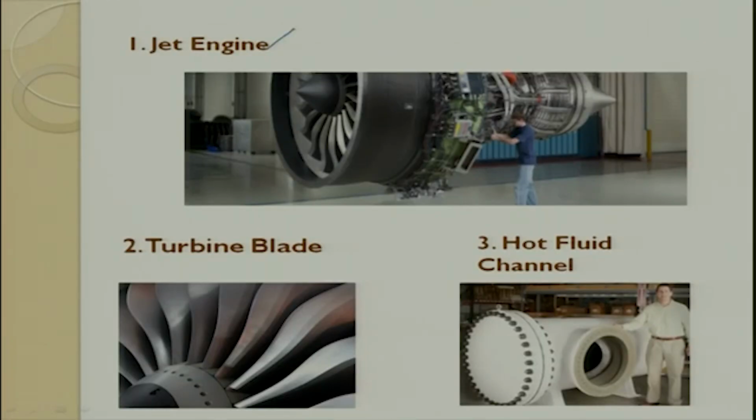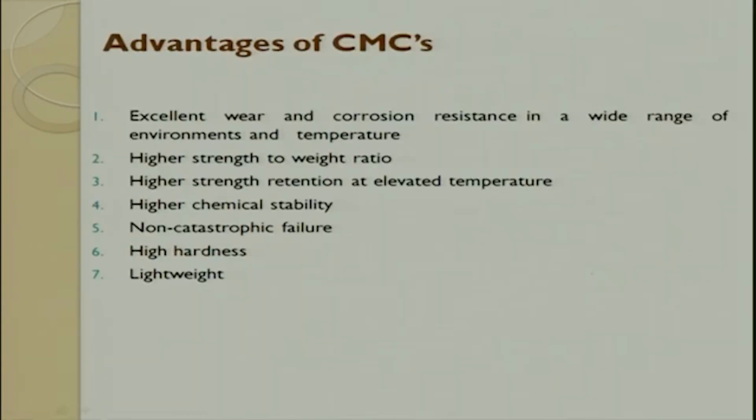So, jet engines, turbine blades, which we have already discussed. See, if you look at it, these are some inserts. This is a part. Here is a joining adapter, and this is a slot. So, they are now made out of ceramics. Then you can also see hot fluid channels. These are all made out of ceramics so that they can withstand very high temperature and corrosion. What is the advantage of ceramic matrix composite?